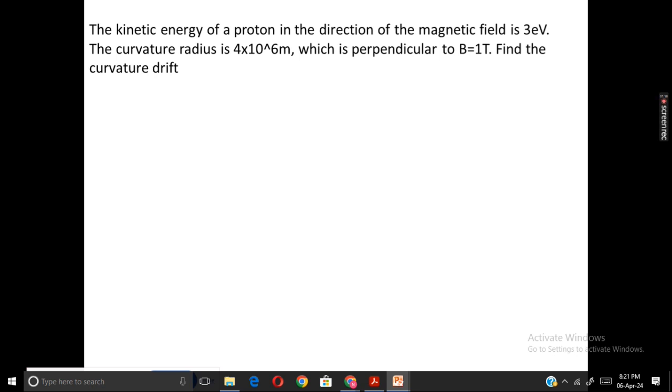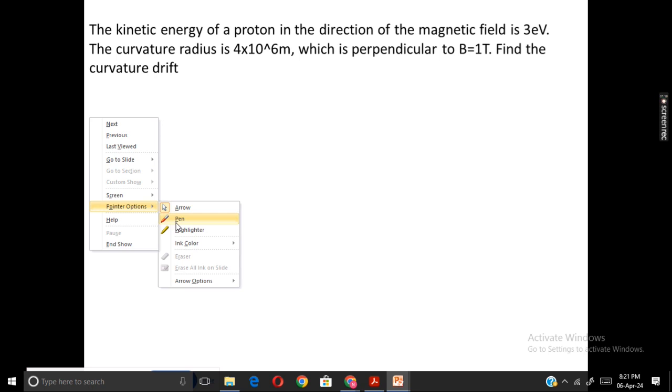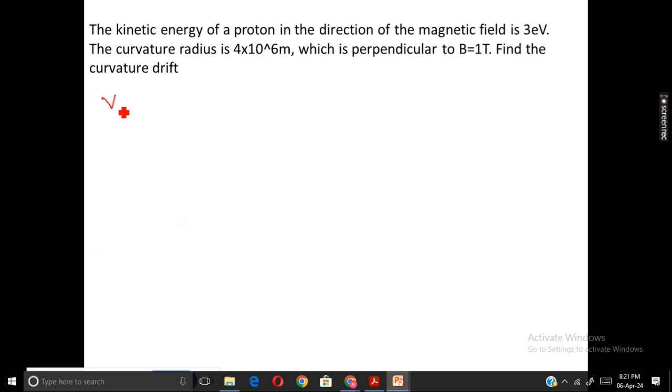3 electron volt. The curvature radius is 4 into 10 raised to 6 meter, which is perpendicular to B, equal to 1 Tesla. Find the curvature drift. Here we want to calculate the V_R, or the drift velocity due to the curvature of the magnetic field.